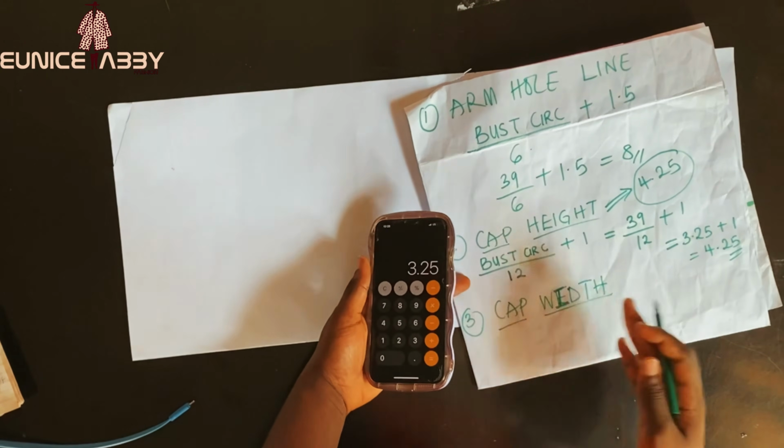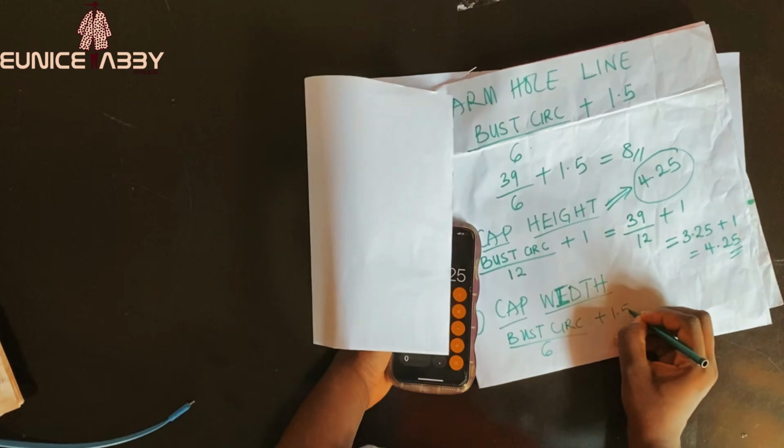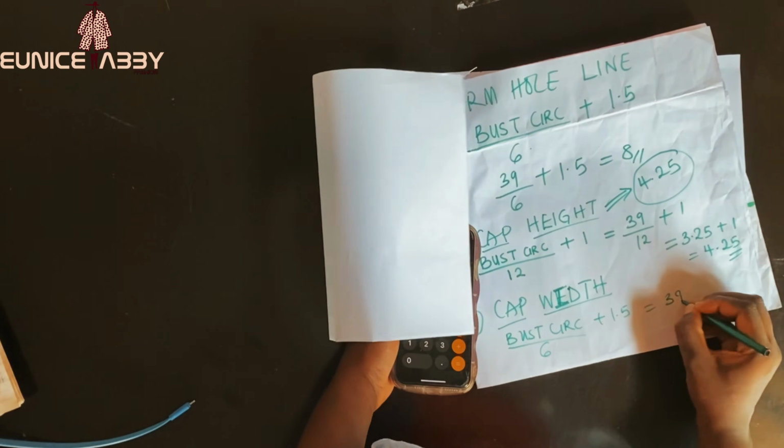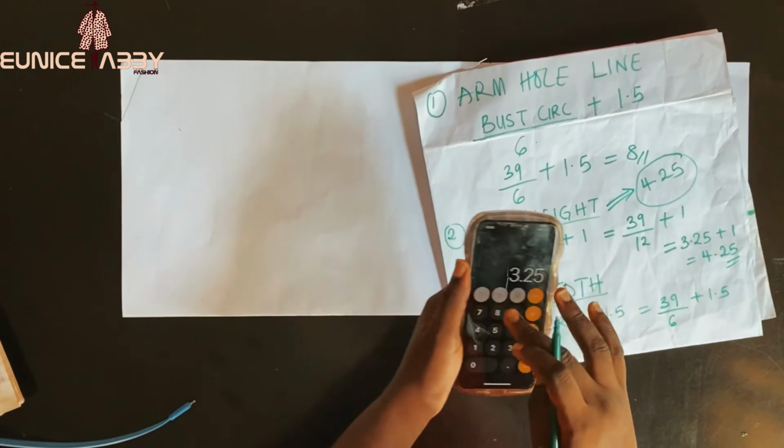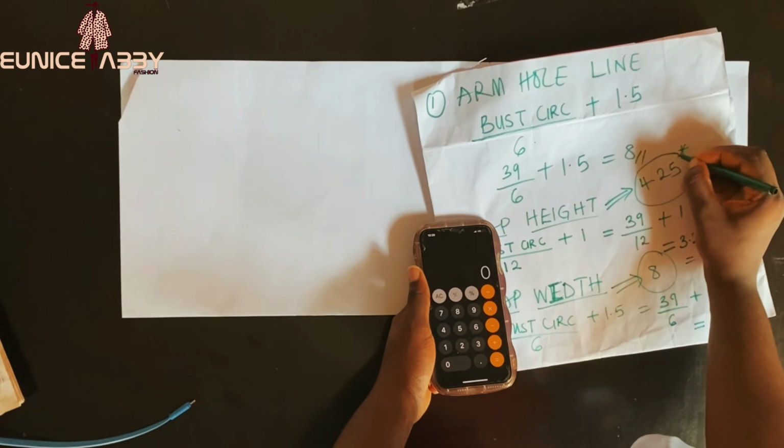Okay, so now we are going to calculate our cap width, and it is the same thing as calculating the armhole line, which is bust circumference divided by 6 plus 1.5 inches, and the answer is still 8 inches. Okay, so note that aside as well.